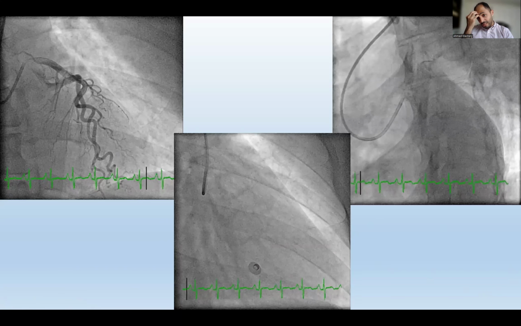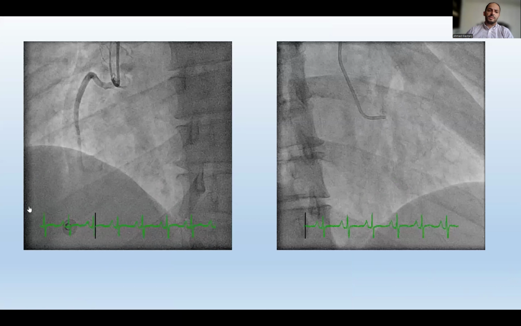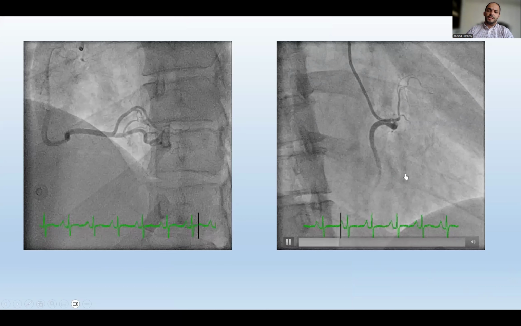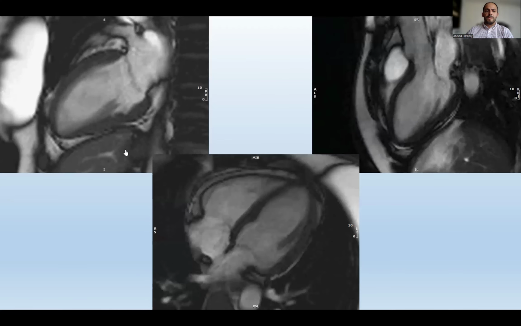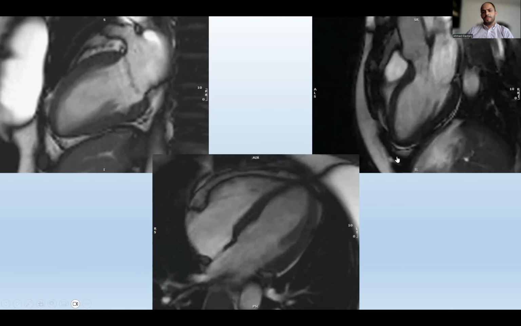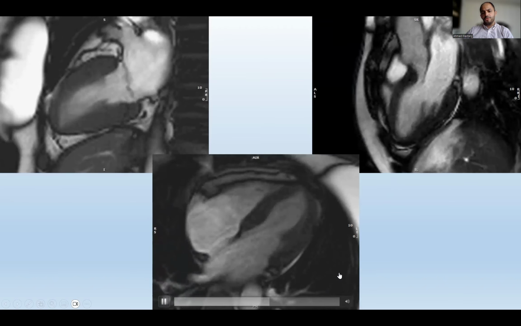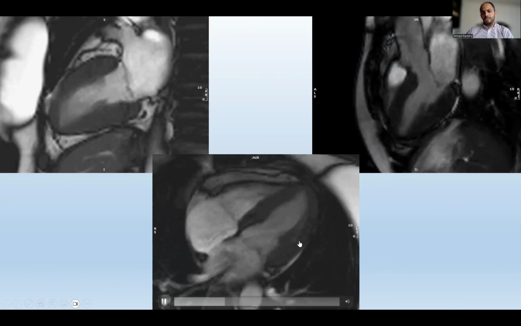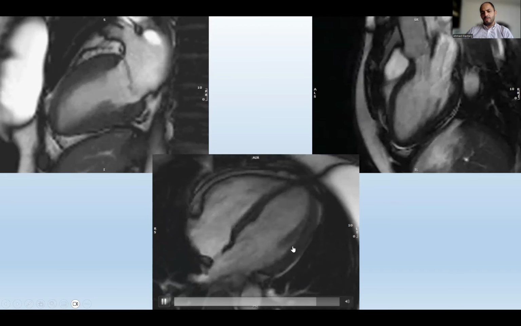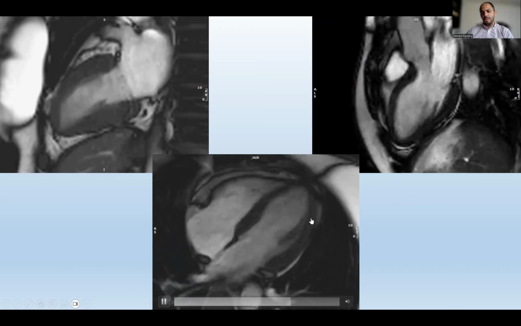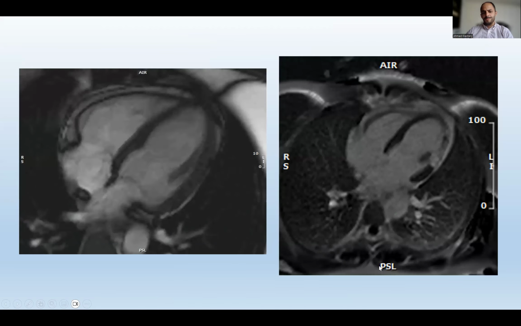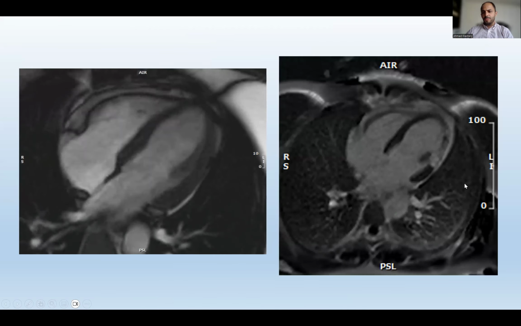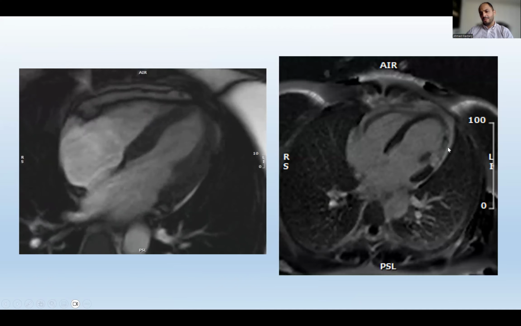This is other views of the RCA. We ended up with a cardiac MRI: 2-chamber, 3-chamber, and a 4-chamber view. I'll direct your attention again to the anterolateral wall, mid to distal segment, with hypo, to here actually looks akinetic, not hypokinetic anymore. This is the 4-chamber view, and this is the late gad enhancement pictures.